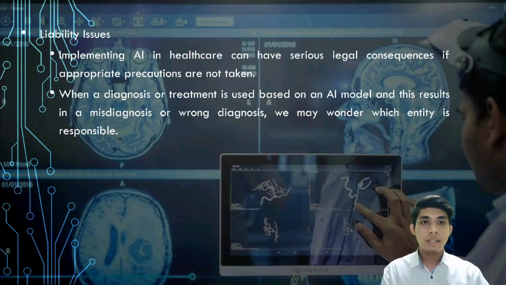The second challenge is the liability issue. Implementing AI in healthcare can have serious legal consequences if appropriate precautions are not taken. When a diagnosis or treatment is based on an AI model and this results in a misdiagnosis or wrong diagnosis, we may wonder which entity is responsible. Is it the hospital, a health professional, or the algorithm manufacturer? Humans are prone to mistakes and errors, as are the machines that we have. For this reason, a high degree of transparency among those responsible needs to be enforced. Only then can we have more trust in this technology.